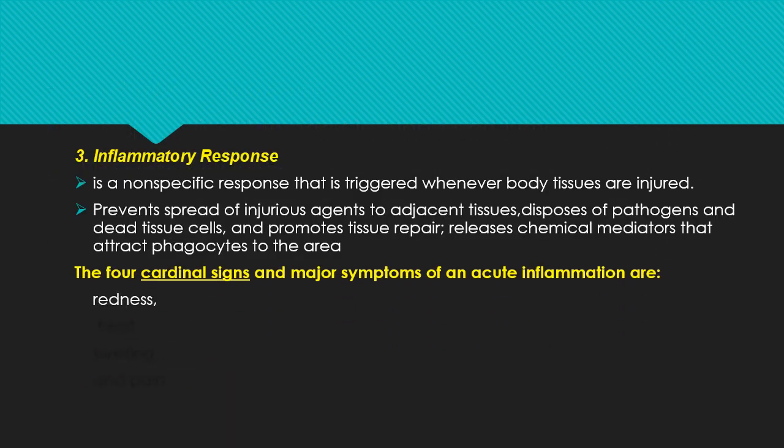And number three is the inflammatory response, a non-specific response that is triggered whenever body tissues are injured. It prevents spread of injurious agents to adjacent tissues, disposes of pathogens and dead tissue cells, and promotes tissue repair. It releases chemical mediators that attract phagocytes to the area. So the four cardinal signs and major symptoms of an acute inflammation are redness, heat, swelling, and pain.